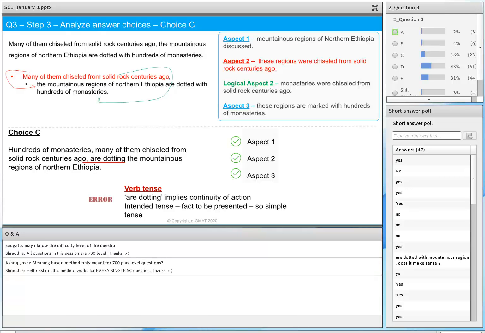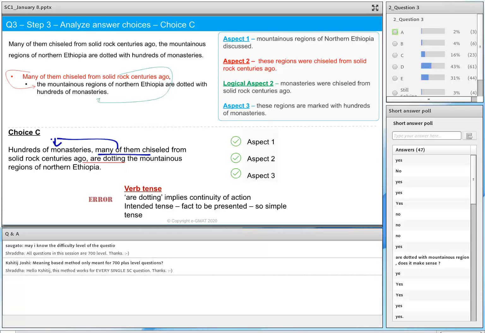Now, choice C. Interestingly, if you compare the structure of choice C and choice A, you will see that the structure of choice C has been changed, and now it is communicating the logical meaning: hundreds of monasteries, many of them chiseled from solid rock centuries ago. Here, "many of them" is now correctly talking about hundreds of monasteries, and this is what we were looking for.